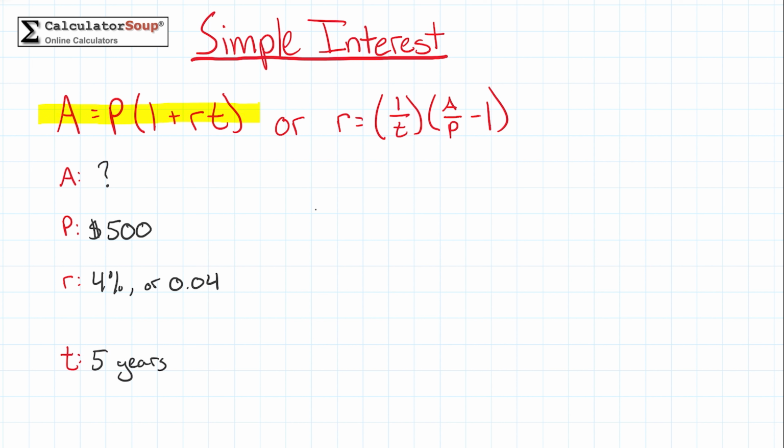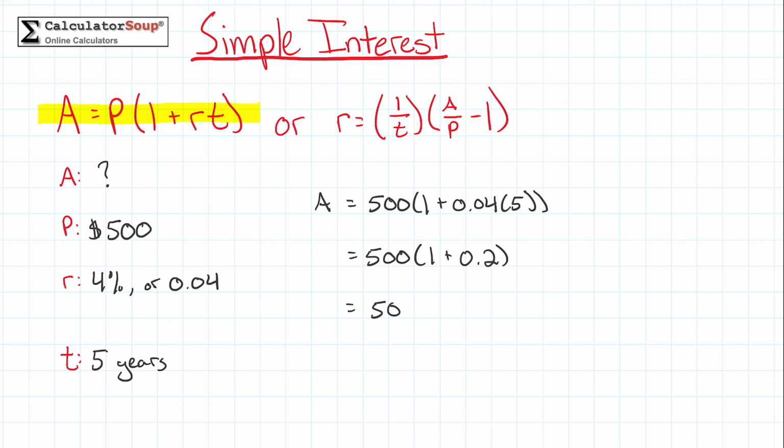Plugging these values into the formula, we get A equals 500 times (1 plus 0.04 times 5). 0.04 times 5 equals 0.2. 1 plus 0.2 equals 1.2. And 500 times 1.2 equals 600. So our final investment value after 5 years at 4% interest is $600.